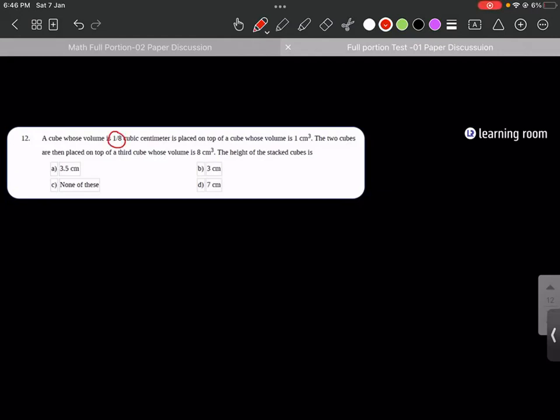So what is the side of the first cube? A1 is half. A2 is 1. A3 is 2. Am I right?